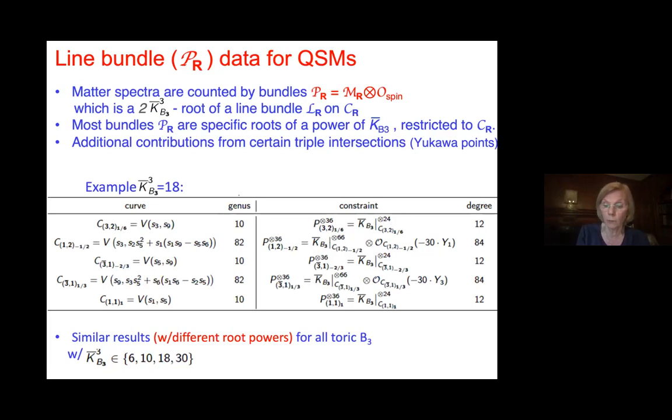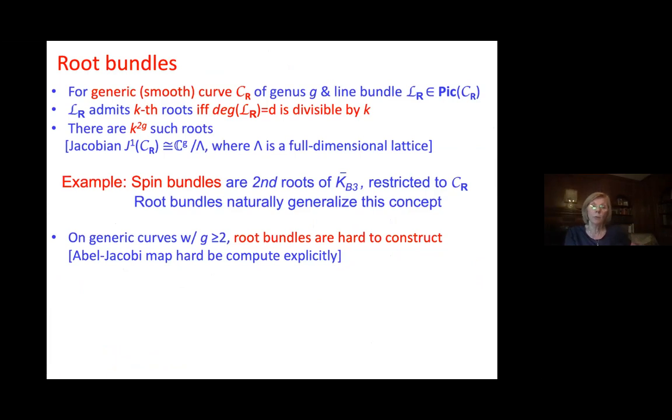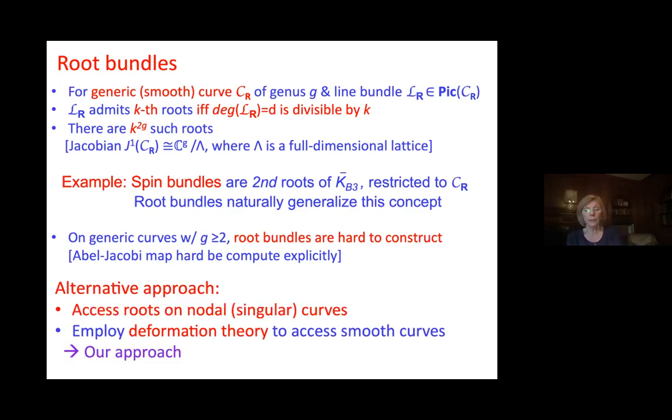In some cases also Yukawa couplings. And so the whole idea is to construct such root bundles on the matter curves. Now, to construct such bundles on smooth matter curves is very difficult, especially if the genus of the curve is bigger than 2, which is our case. So we are turning to another approach.